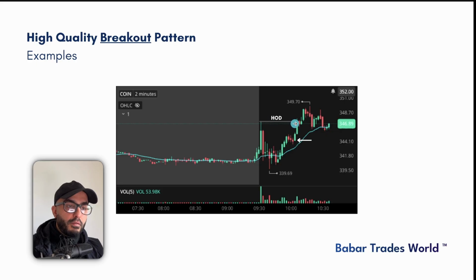And the high of day right here, in fact, gets slightly broken, and then it starts to pull back, consolidate, and then further follow through occurs. And that's really all I'm trading. I'm just interested in 2 to 3, maybe 4 or 5 candles. That's really what I'm looking for when it comes to day trading or scalping within the first 1 hour to 1 hour and a half of the market open.